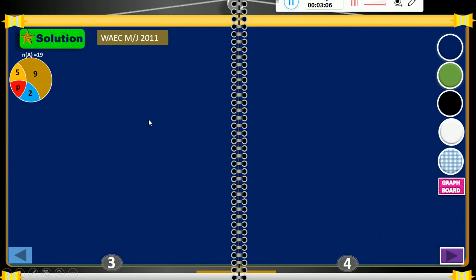Now, the number that offered accounts is represented by this circle. So if we add all the numbers here, it must be equal to 19. So 9 plus 5 plus P plus 2 is equal to 19. Solving this simple equation, we are going to get that P will be equal to 3.